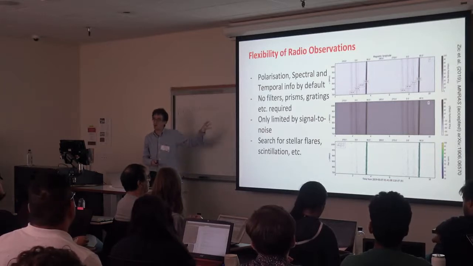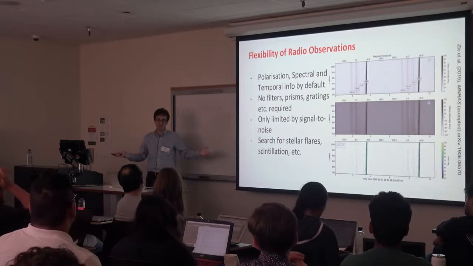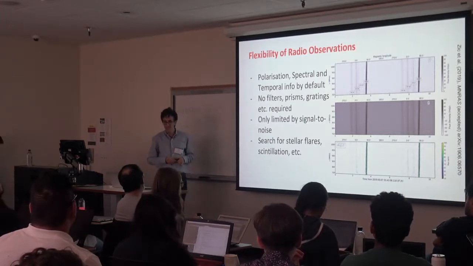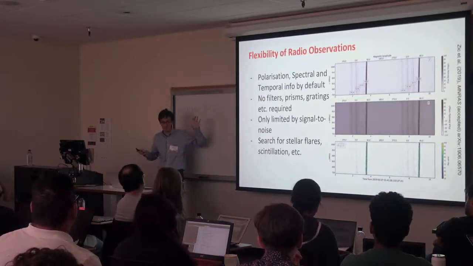Now, it turns out that when you're looking for really faint things, this doesn't matter so much anyway because you're mostly limited by signal to noise. But hey, if the source were brighter, you'd be able to get more information. Any questions about radio astronomy in general? This has been super quick.